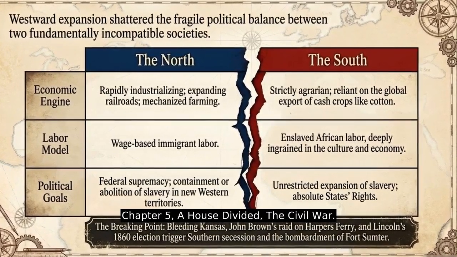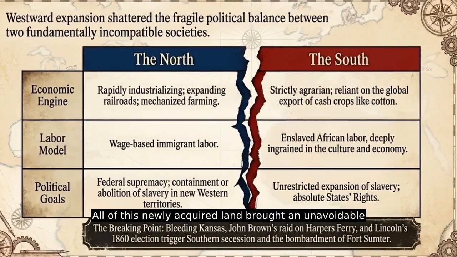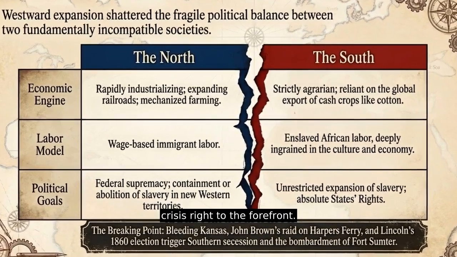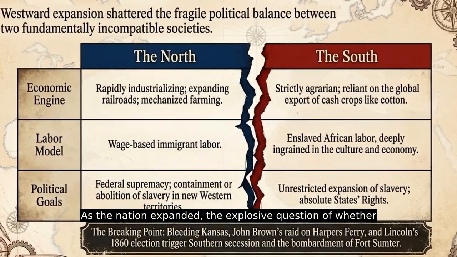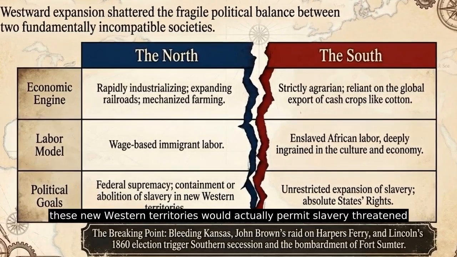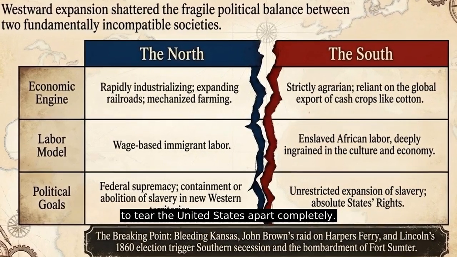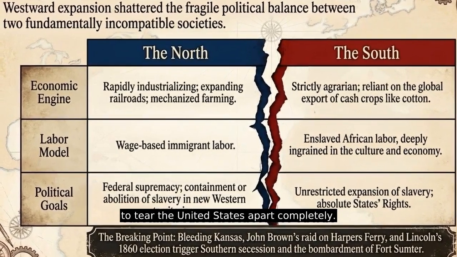Chapter 5. A House Divided. The Civil War. All of this newly acquired land brought an unavoidable crisis right to the forefront. As the nation expanded, the explosive question of whether these new Western territories would actually permit slavery threatened to tear the United States apart completely.